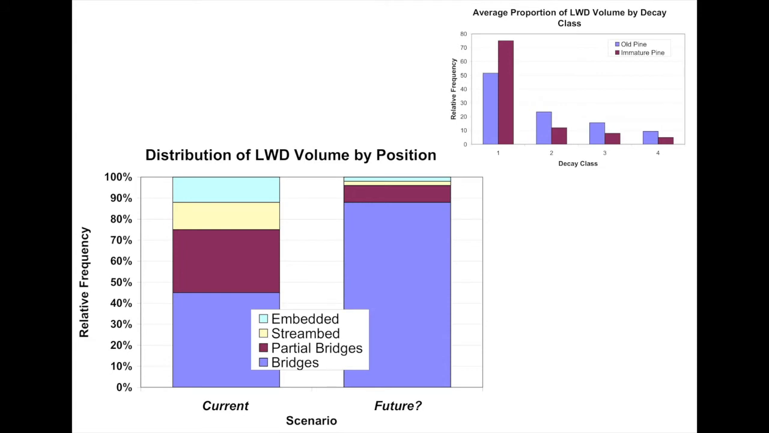Now, this is woody debris by position. So this is actual data. This is out of the work that we've done on woody debris in the streams in the foothills, small streams, okay, in the foothills. This is how it breaks down in terms of volume, all right? Bridges and partial bridges mostly. The embedded and the stream bed parts, it's less. And that makes sense, right?